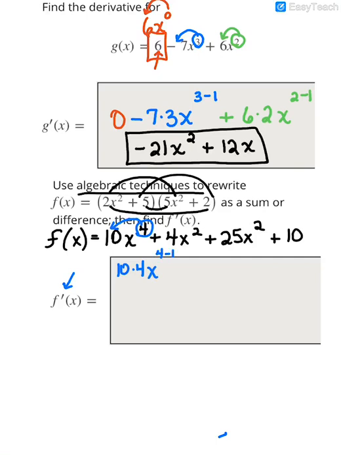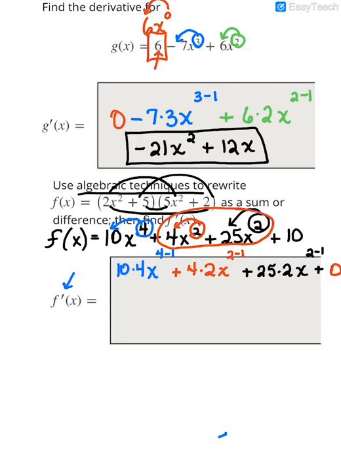And then on the next term, I'm going to say plus, take the power of 2, pull it to the front and multiply, so that becomes 4 times 2, and then decrease that power by 1. And then on my next term, plus, I'm going to take the power of 2, pull it to the front, times the 25, so 25 times 2, decrease that power by 1, and then finally, the derivative of a constant is always 0. Now, if you wanted, you could have combined these two terms first before you did the derivative, or you can combine them afterwards, which is what I'm going to do.